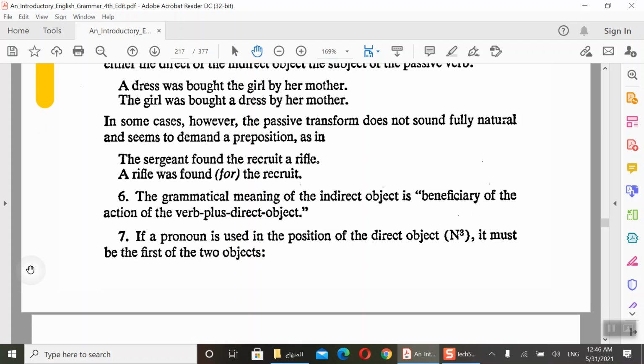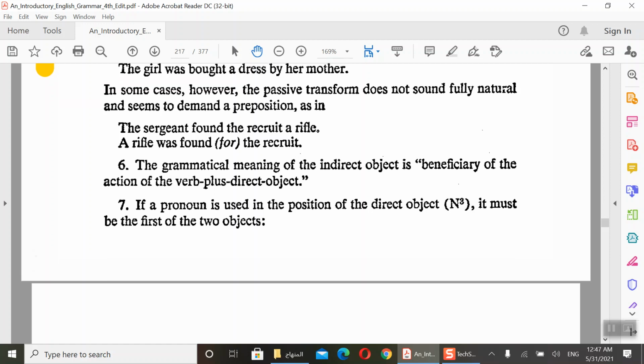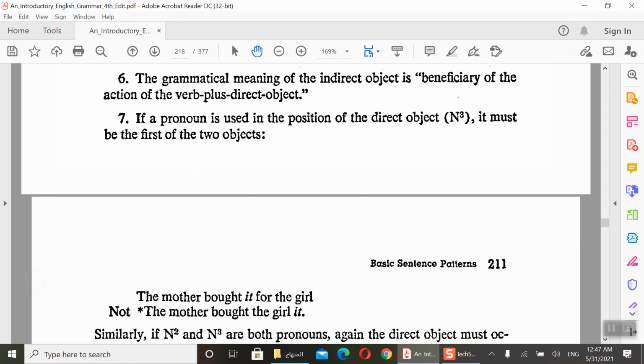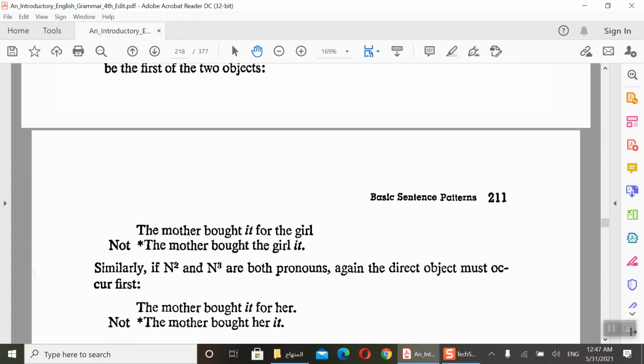Beneficiary, always. Can we give Ali a car? So who is the beneficiary? Ali. We give Ali a car. If a pronoun is used in position of direct object, noun 3, it must be the first of the two objects. For example, the mother bought it for the girl. Bought it for the girl, prepositional. Wrong: the mother bought the girl it. You have to put it first, then the prepositional phrase.